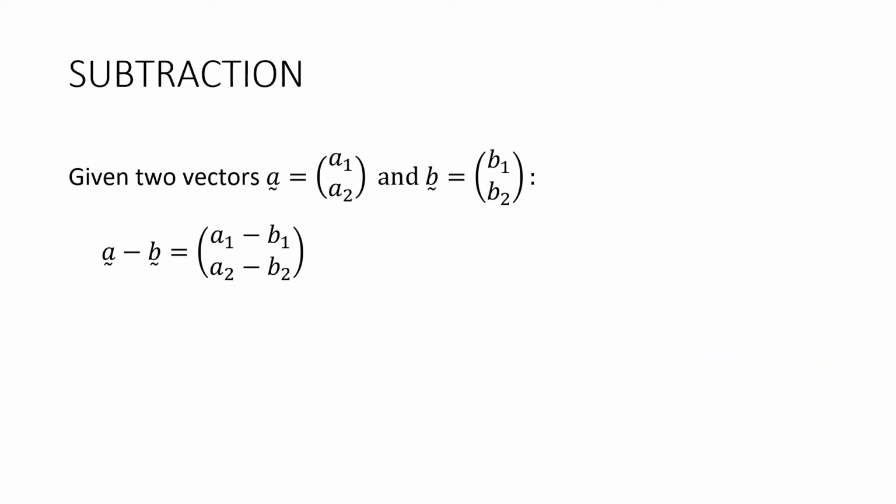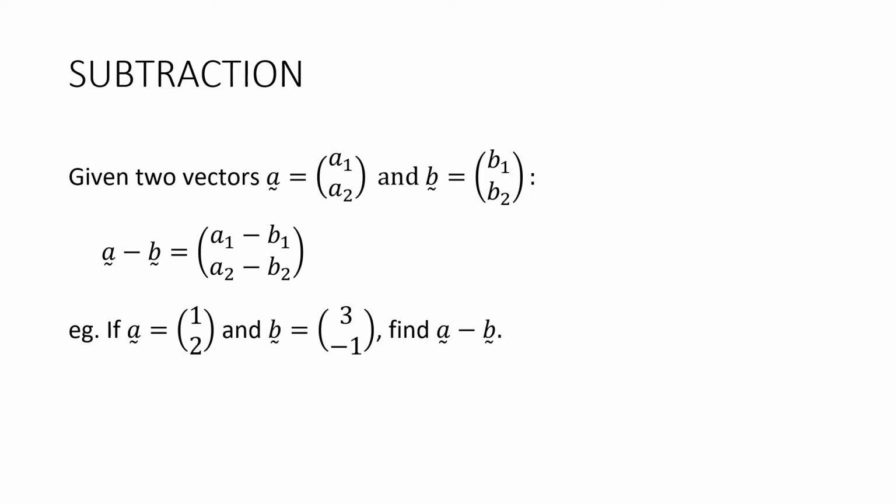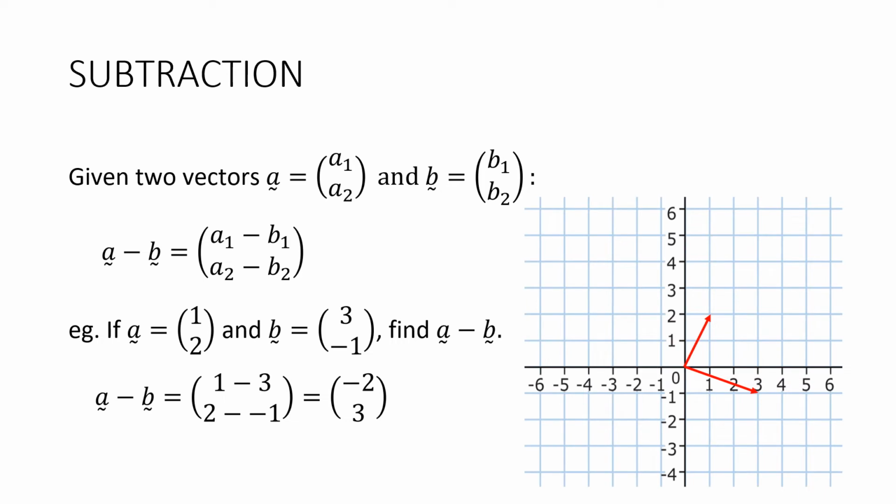Here's subtraction. Given two vectors A and B, for A minus B we subtract the horizontal components and we subtract the vertical components. Here's our example. A is equal to (1, 2), B is equal to (3, -1). Find A minus B. It is going to be 1 take away 3, 2 take away negative 1, which is (-2, 3). Here it is geometrically. Do you remember how this goes? This one's A and this one's B. We want A minus B, so we're going to point towards that. Now we need to move it so it starts at the origin. Okay, so the components are (-2, 3).